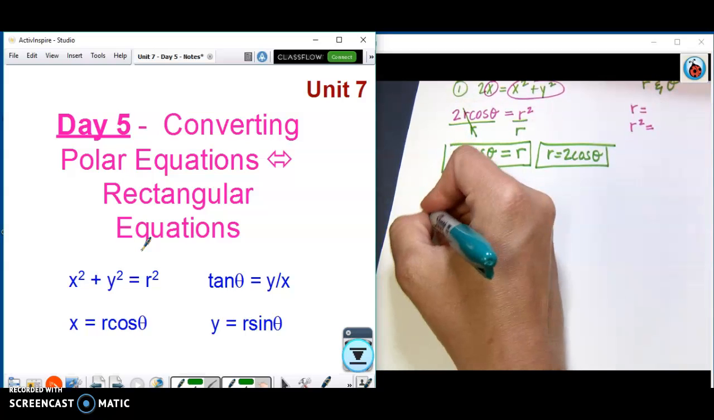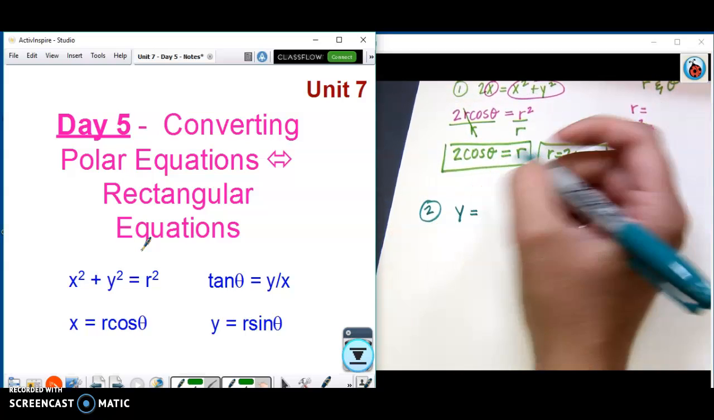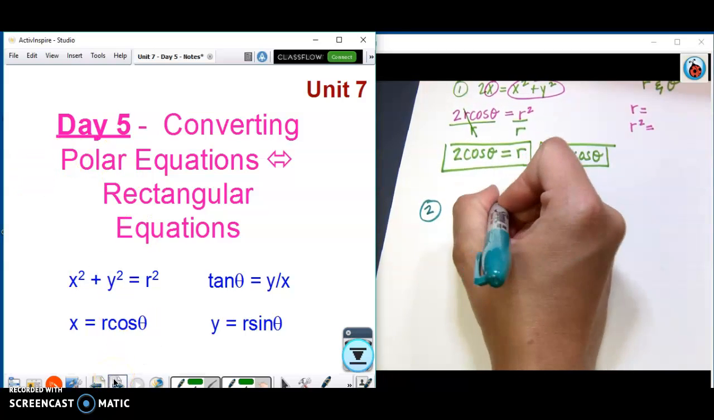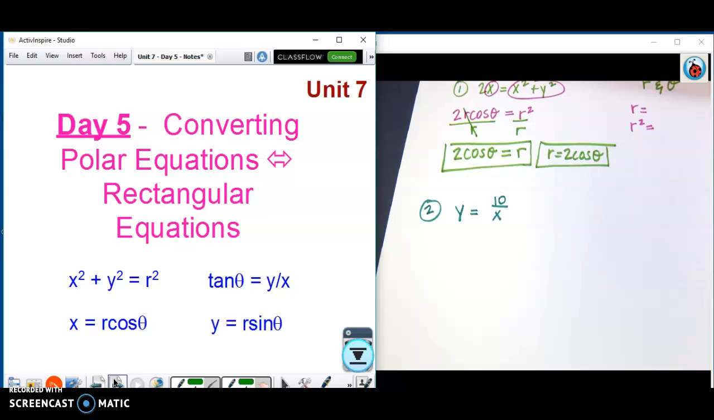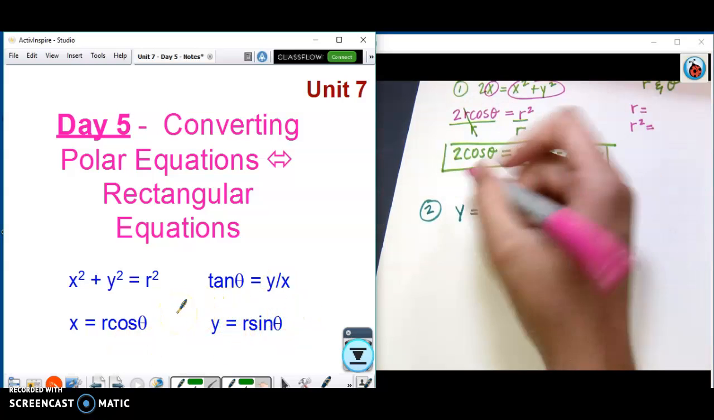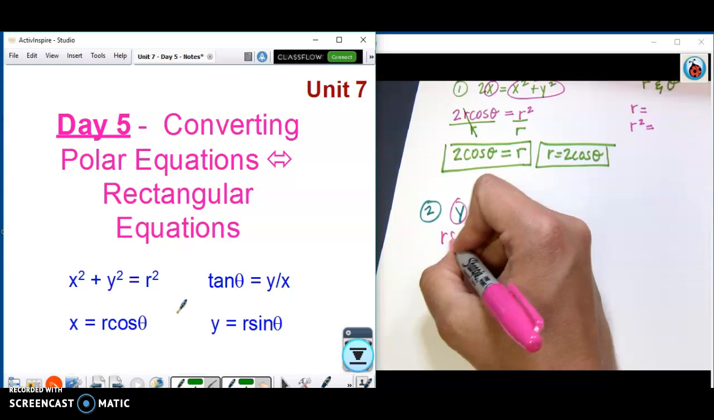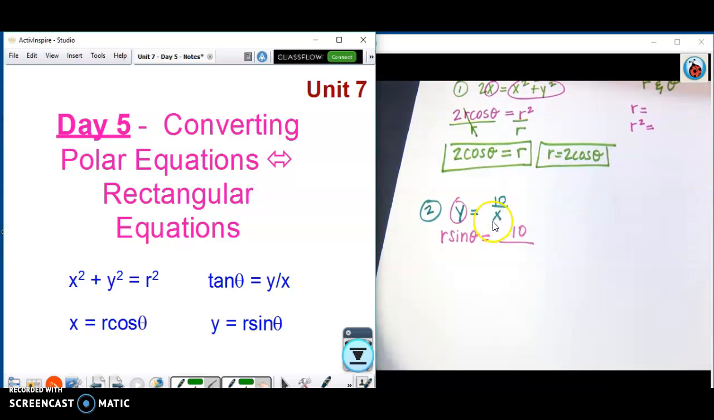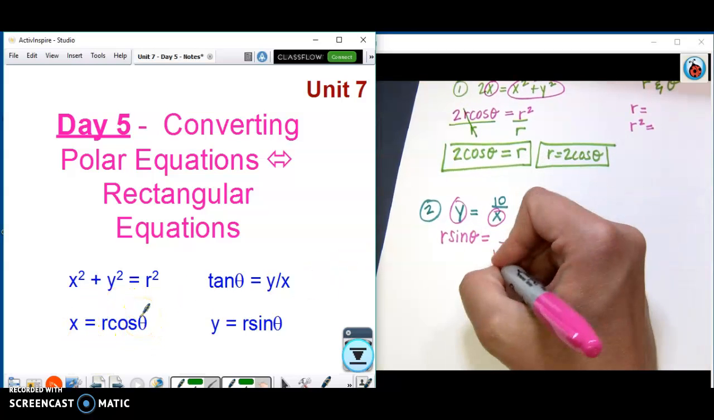So we take a look at number 2. We have y equals 10 divided by x. Okay, so like I said, anytime you're going from rectangular to polar, you're just using these formulas. Anytime you see a y, you want to replace it with r sine theta. We just have a 10. Anytime you see an x, you want to replace it with r cosine theta.